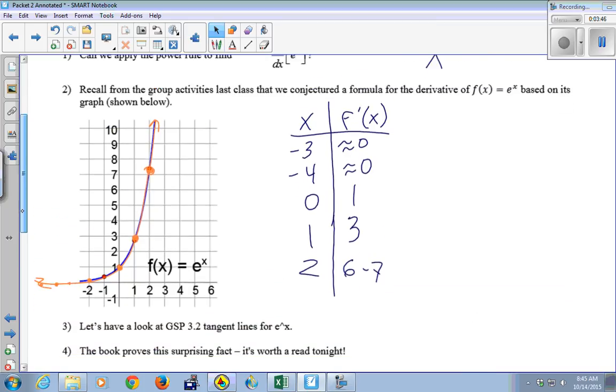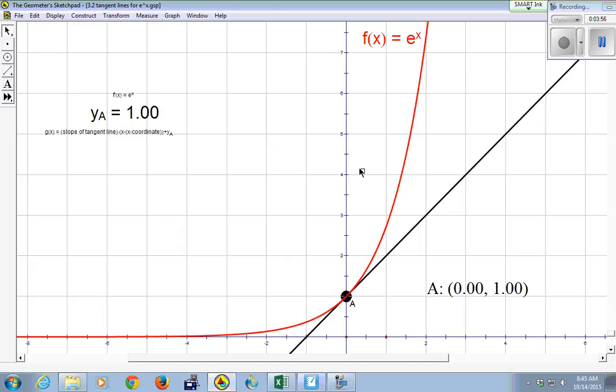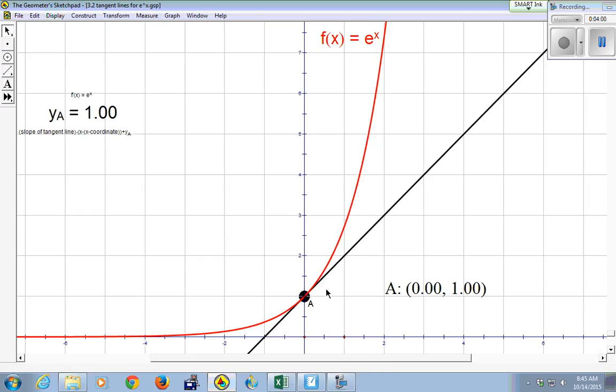All right, so we're going to look at a more sophisticated version of what I just drew using Geometry Sketchpad. Here's a graph of e to the x. I'm going to drag that point A around, and over here on the left, y sub a is the slope of the tangent line at that point. So at (0, 1), the slope of the tangent line is 1.